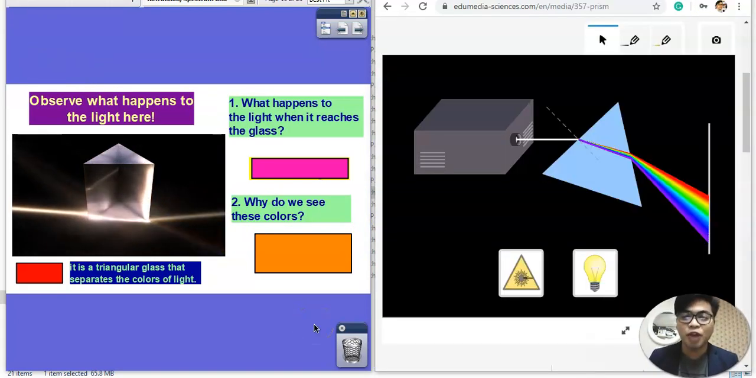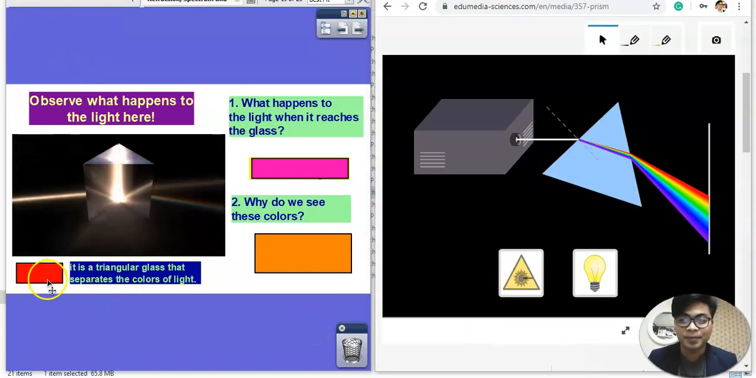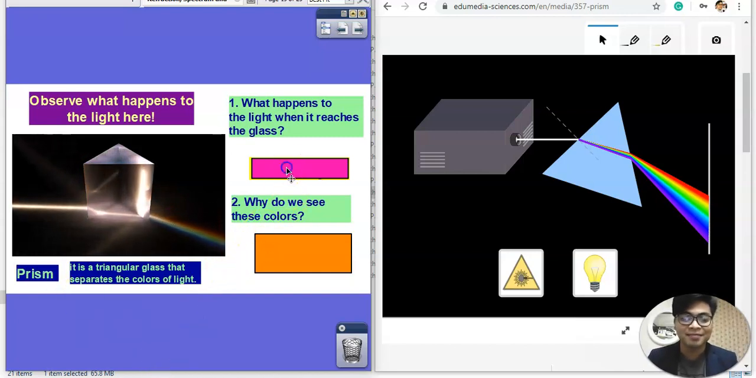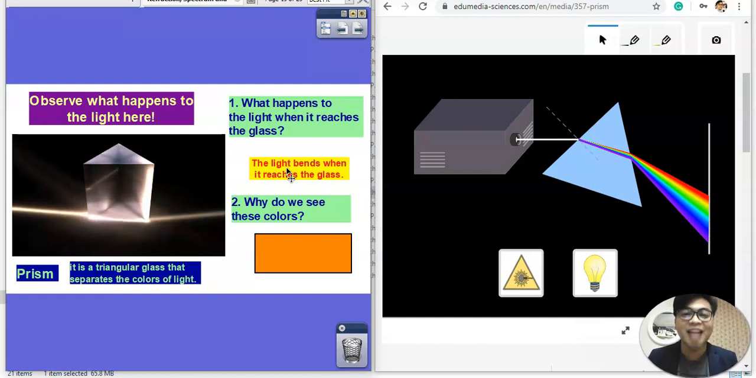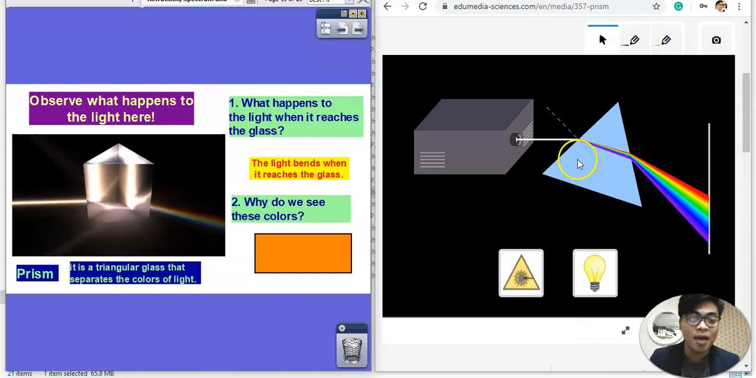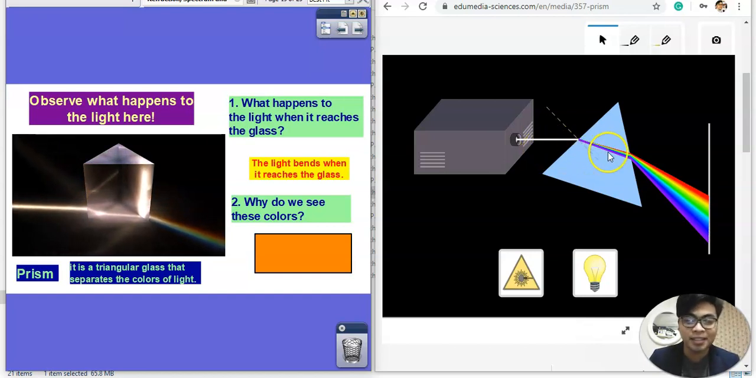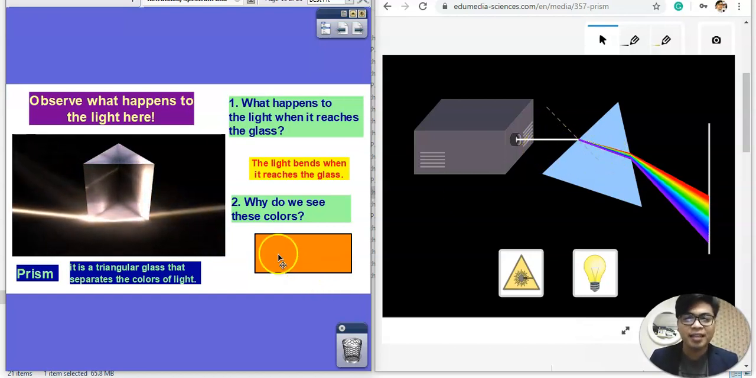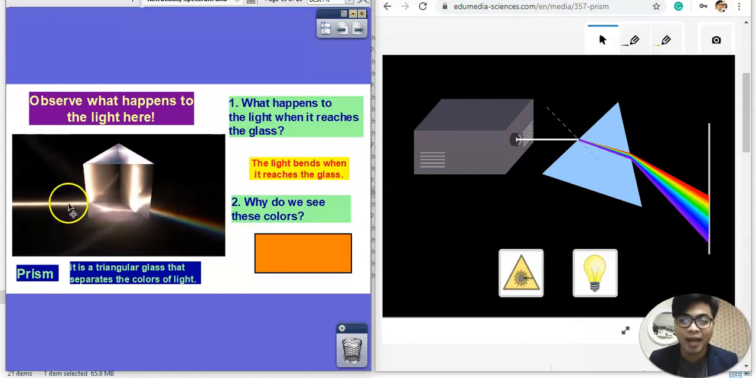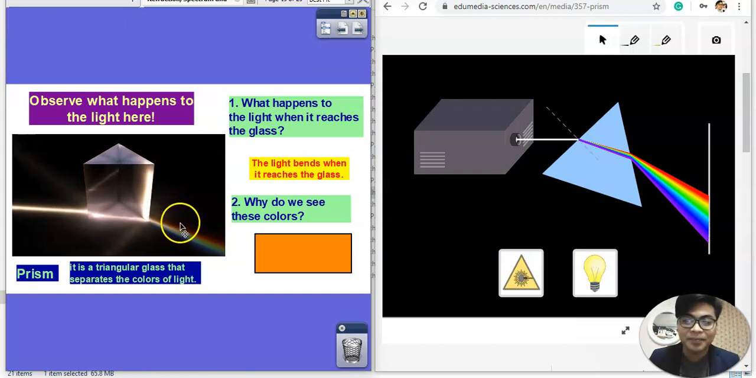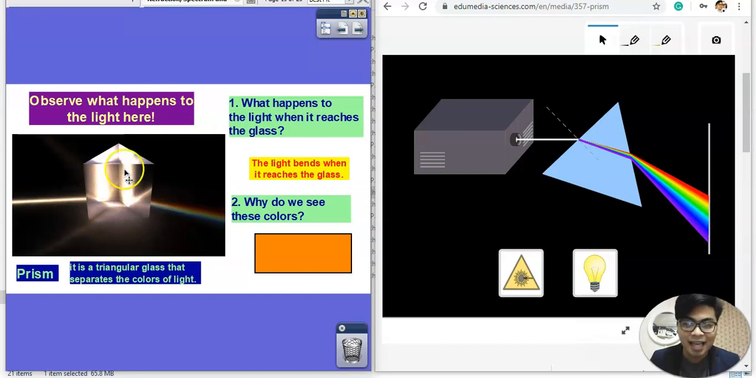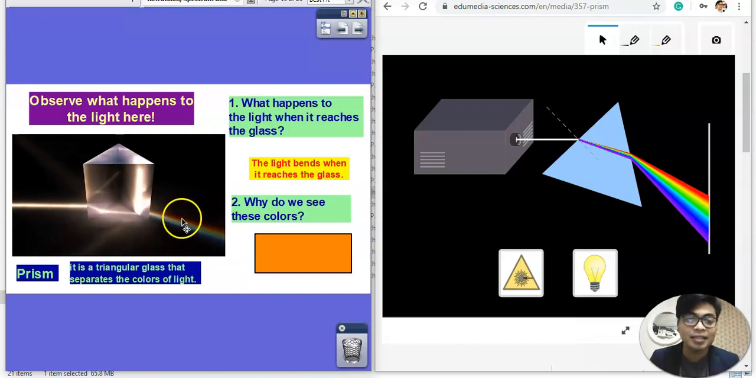So when the light strikes the prism, by the way, this one is called a prism, what happens to the light? The light bends when it reaches the glass, and it's very obvious in here, and this is how it looks like in a graphic representation. In this case, you have noticed that this one is color white, and after bending inside the prism here, you can see several colors.